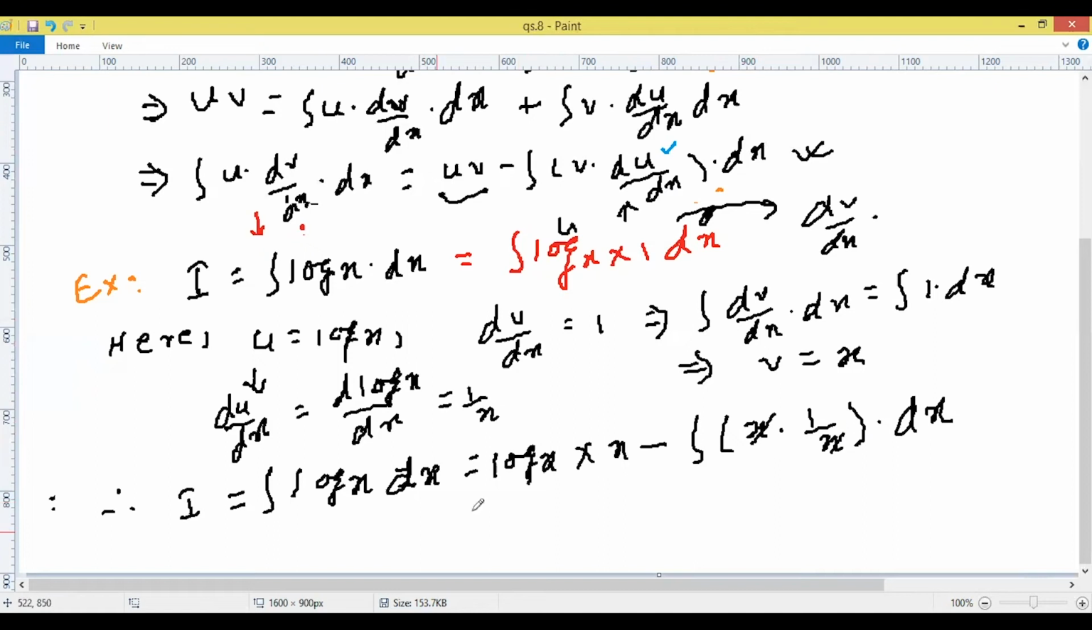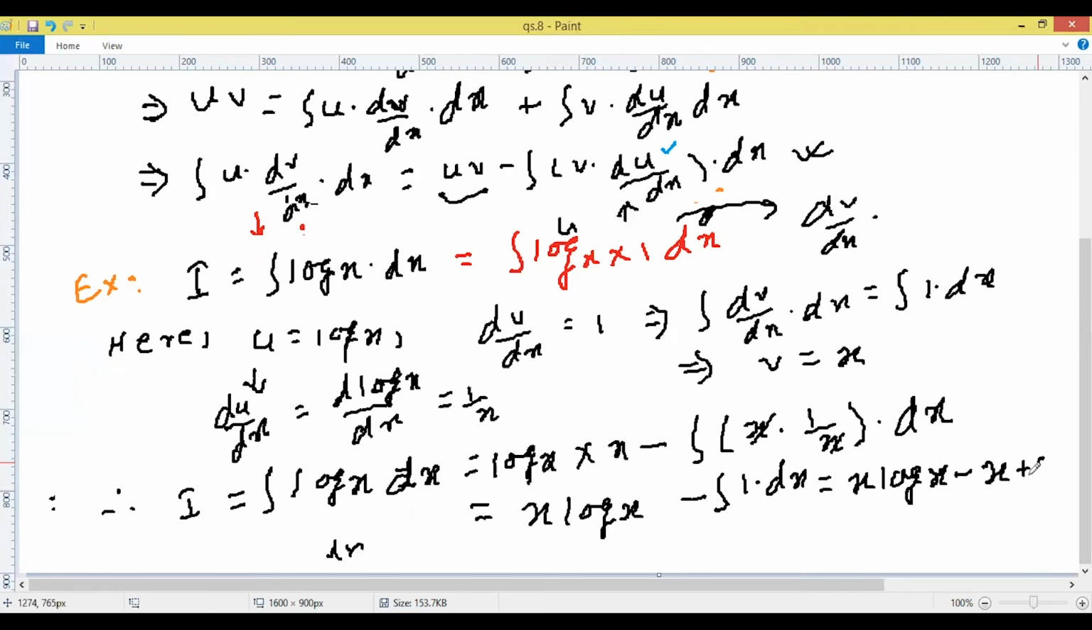So this equals x log x. Log x, if I don't write the base, means it is base e, or you can also say this is ln. So the integration of 1 dx, and so it is x log x minus the integration of 1 dx. You know that the integration of 1 is x, and finally you put a constant, and this is the answer. So this way we can apply the integration by parts method to integrate the given function.